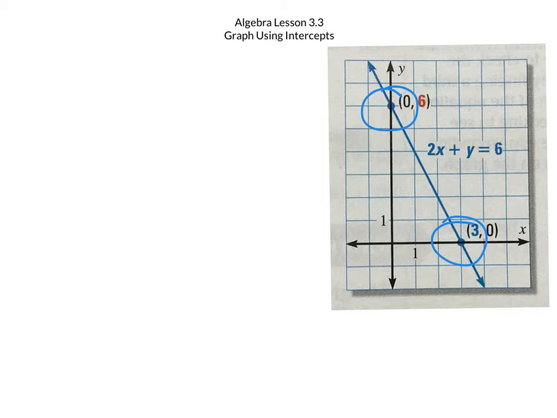We have the y-intercept at (0, 6) because that's where it crosses the y-line. And our x-intercept is over here at (3, 0) because that's where it crosses the x-line. So these are your two intercepts. It's pretty self-explanatory when you hear the word intercept. It intercepts the line. So the way to graph is you're going to solve for each intercept. So let's look at example 1.